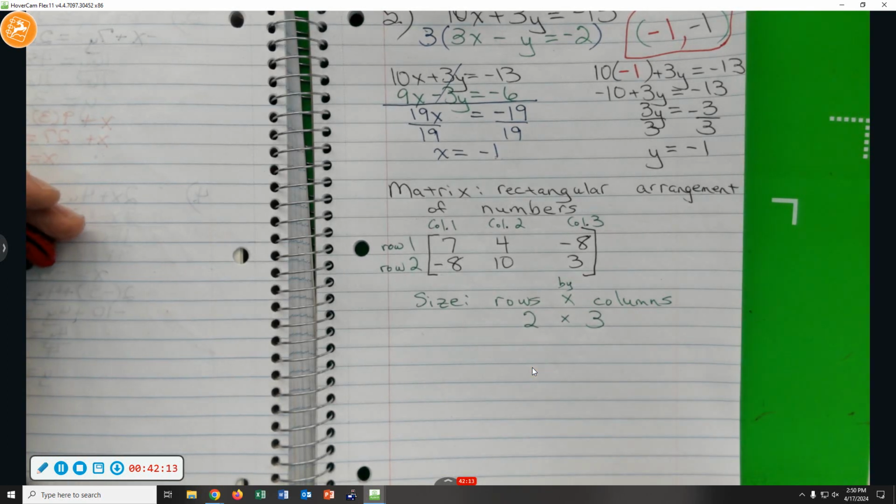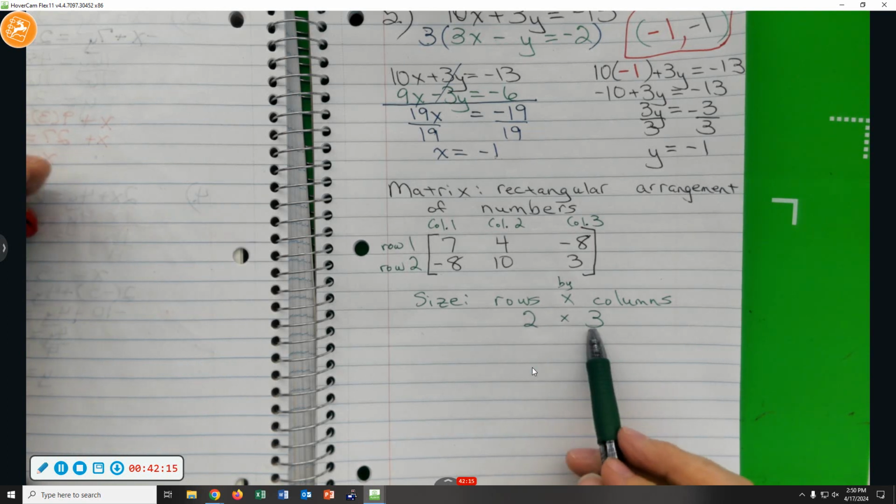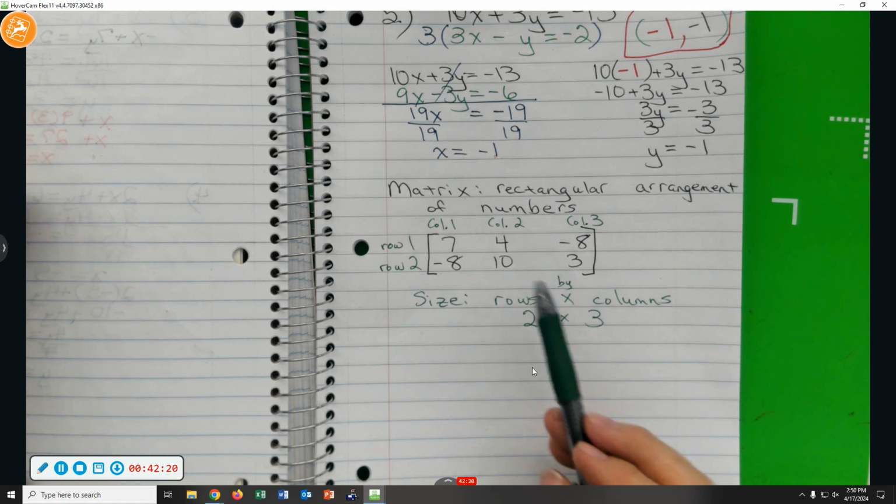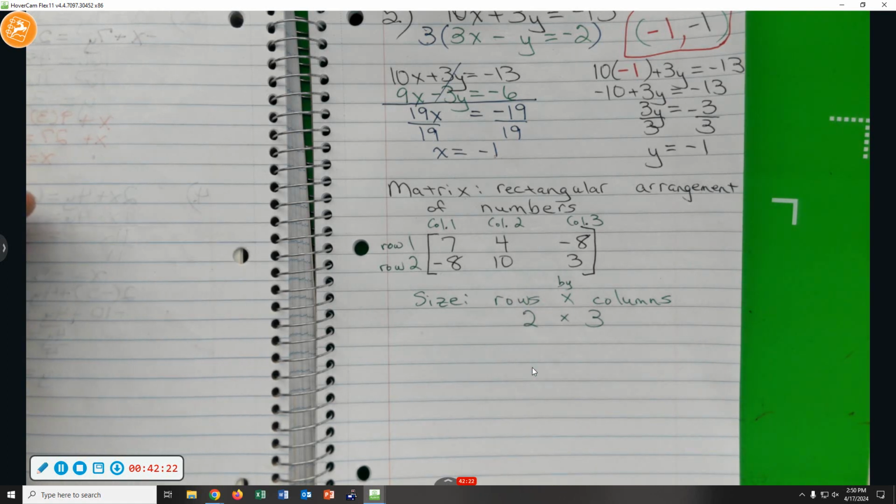If the number of rows is equal to the number of columns, we call that a square matrix. In this case, it's not a square matrix.